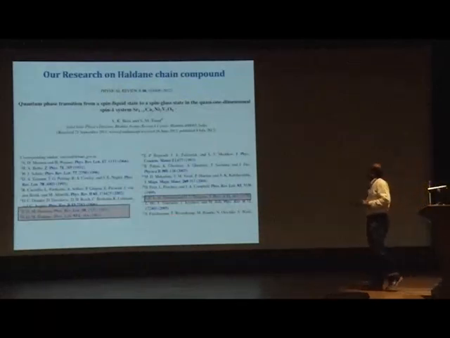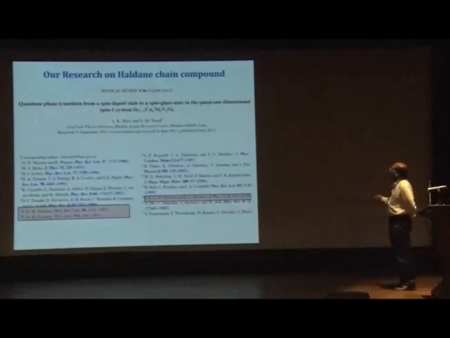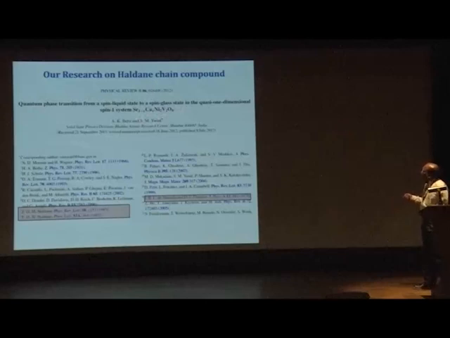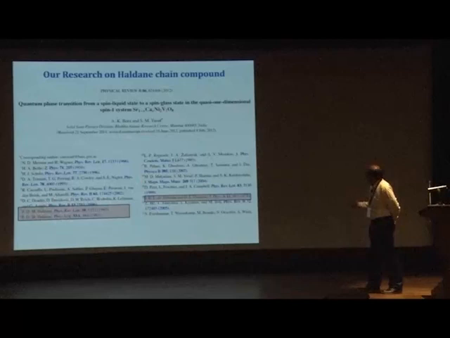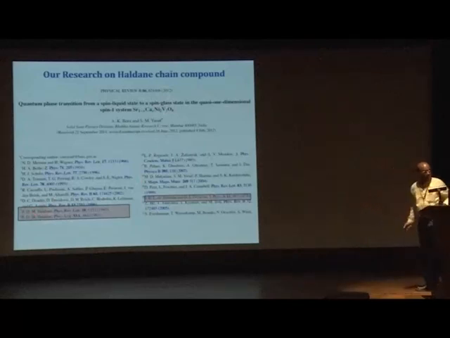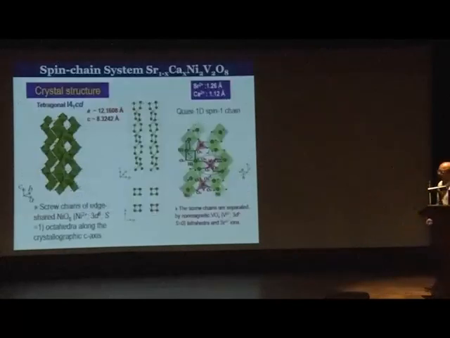One more example I would like to give is the quantum phase transition from a spin liquid state to a spin glass state in a quasi 1D spin system. Here again we will be dealing with nickel and vanadium, and this paper we wrote, of course, as you know, the 2016 Nobel Prize was received in this area, and we referred to those papers, which were published earlier. I will be showing the results we observed.